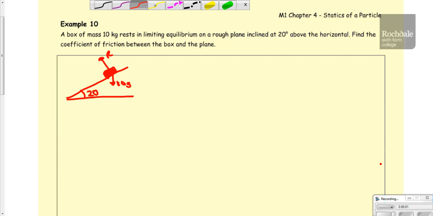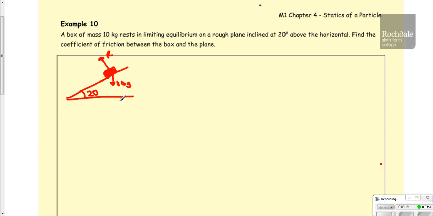M1 Statics example 10. In this example, we have a box of mass 10 kilograms and it is in limiting equilibrium on a rough plane, which is inclined at 20 degrees to the horizontal. So I've drawn a rough diagram here. We've got to find the coefficient of friction between the box and the plane.